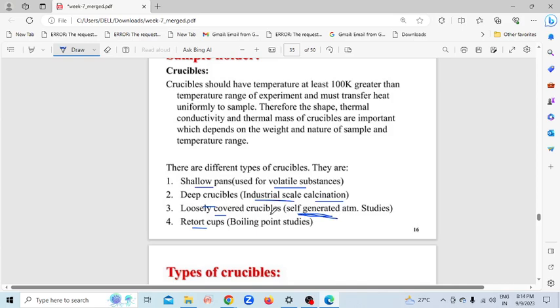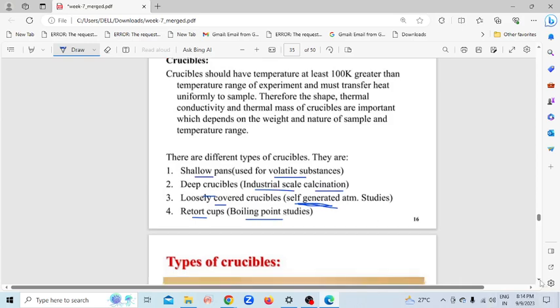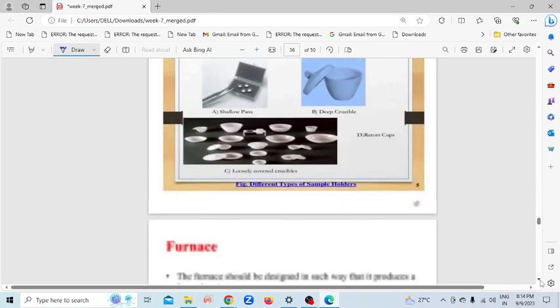Why are we covering this crucible? Because we need the atmosphere created by the sample only. Then the retort crucible is used only for boiling point study of a sample. If you want to see pictures of these types, here are the shallow pans, deep crucible, and loosely covered crucible.